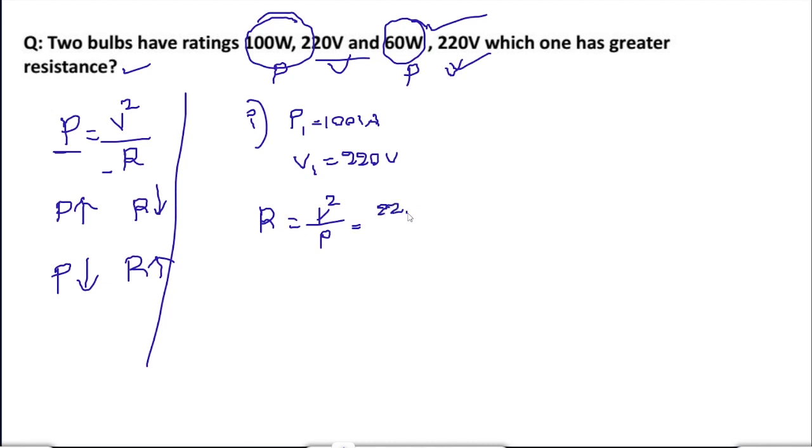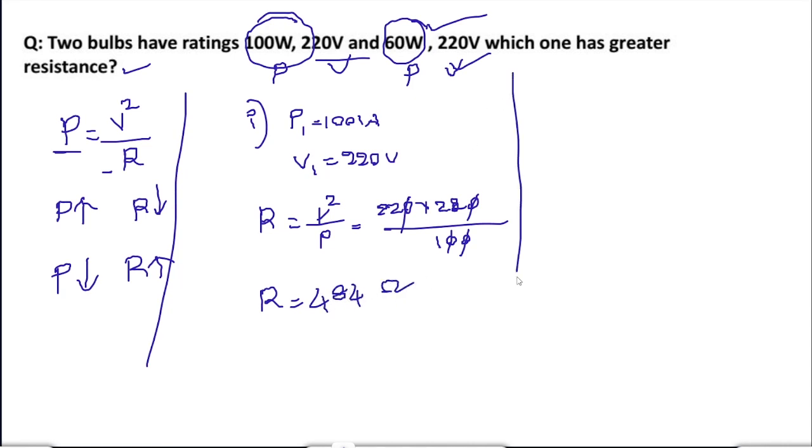It is 220 into 220 by 100. So the zeros get cancelled, and here we will get R equals 484 ohms. Okay, this is the first case. And what about the second case?